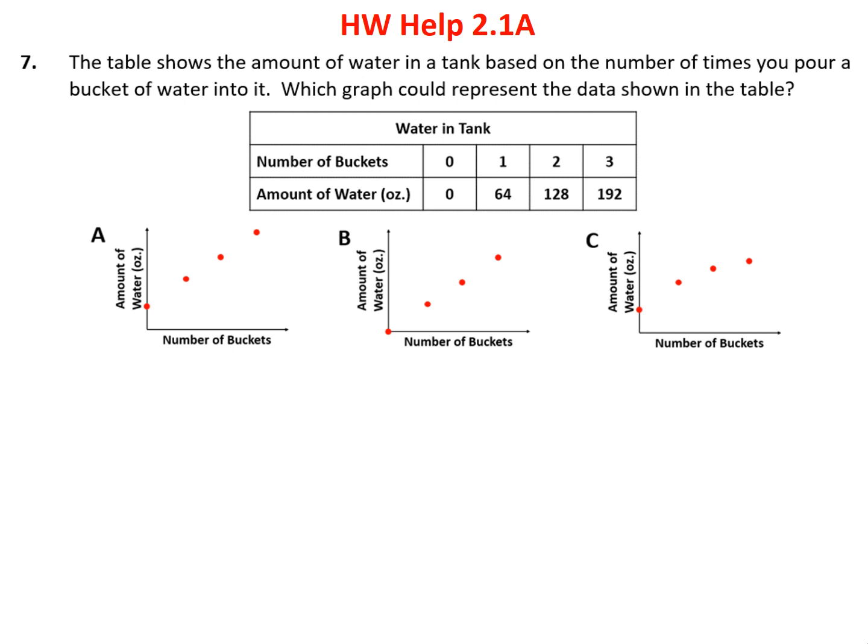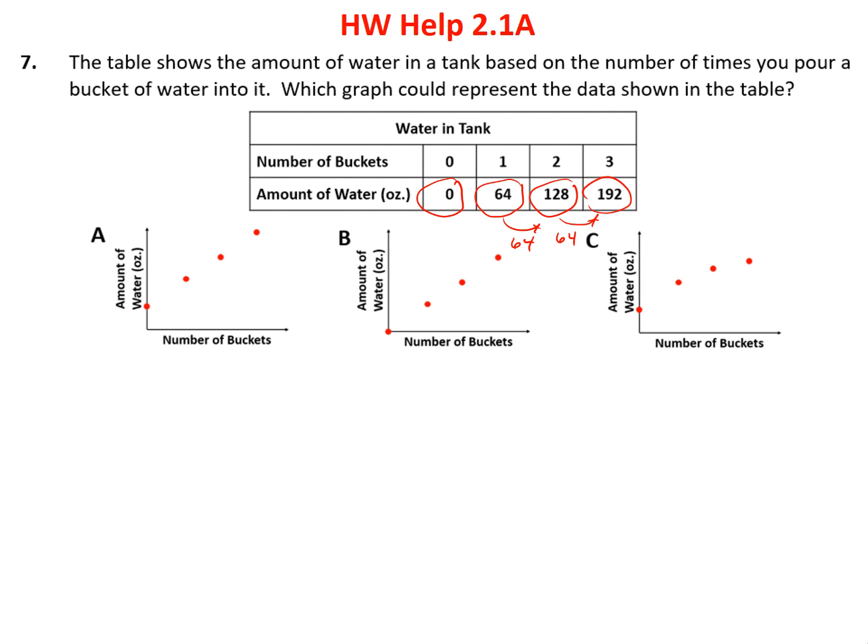Problem 7 says that the table shows the amount of water in a tank based on the number of times you pour a bucket of water into it. Which graph could represent the data shown in the table? As you look at the table, first of all, notice before you put any water in it, there's a zero amount. And then when you bring one bucket, you put in 64 ounces. The second bucket is 128, so notice that it went up another 64. And then a third bucket is another 64. So each time it goes up by the same amount.